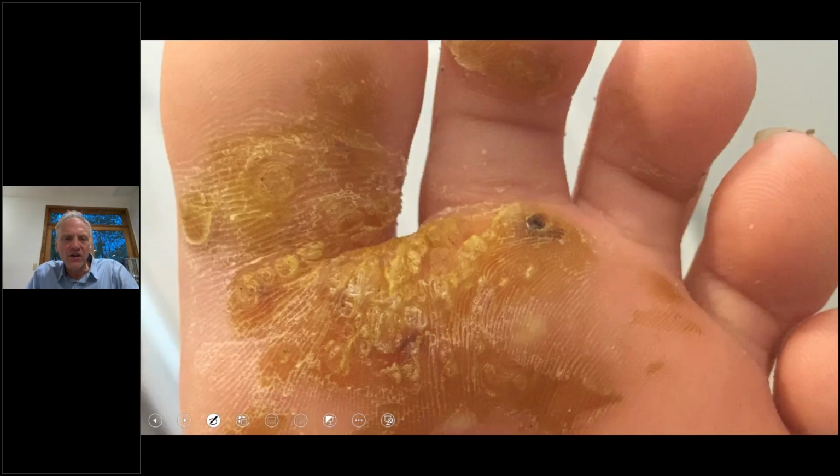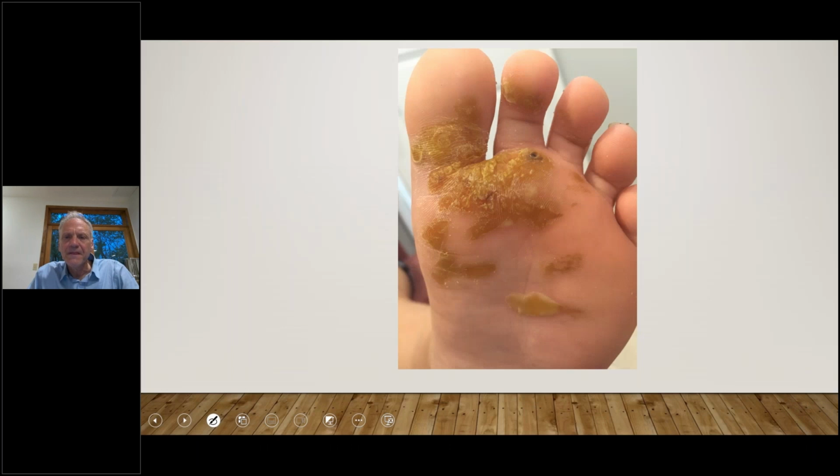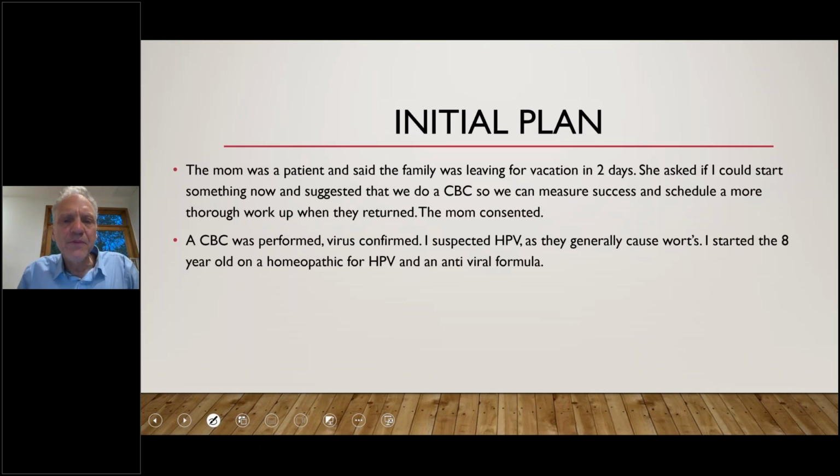Well, this is what the foot looked like. And then the mom was a patient. Then we did the CBC. A CBC was, and a virus was confirmed. I suspected HPV, as they generally cause warts. I started the 8-year-old on a homeopathic for HPV and an antiviral formula. It had things like, oh goodness, I don't even know, olive leaf extract and stuff like that.